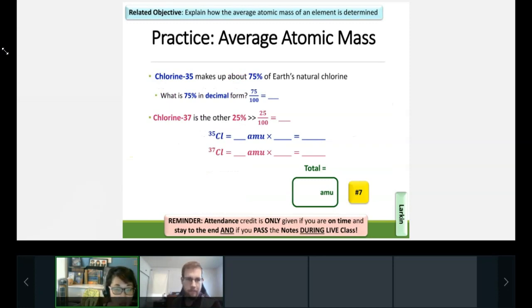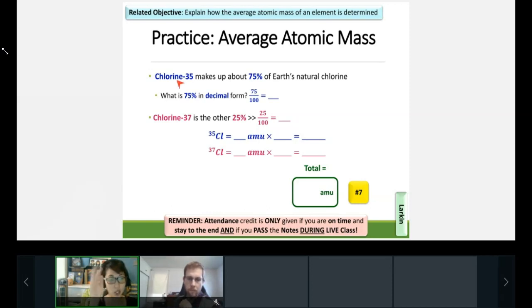All right, so let's go ahead and take a look at this next question. You don't need to memorize this process, but I do want you to be able to see the process in action, so you can understand how this idea of it being closest to the most common isotope is in fact true. So let's take a look at chlorine.